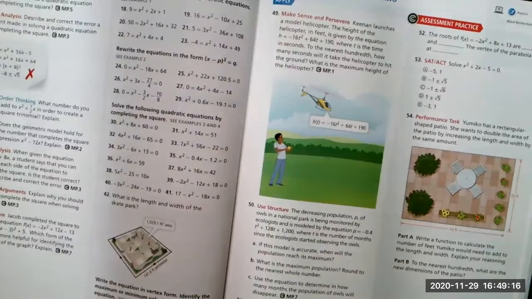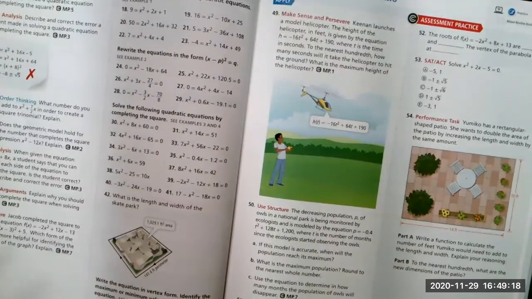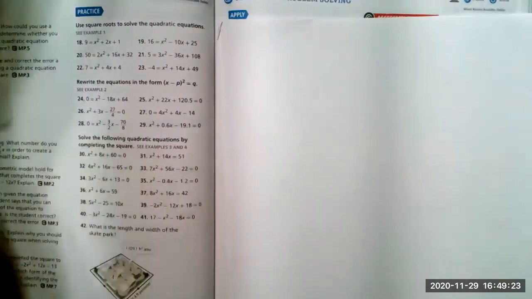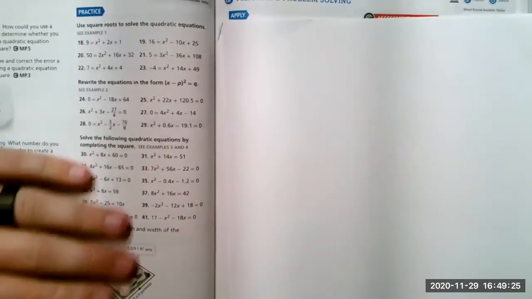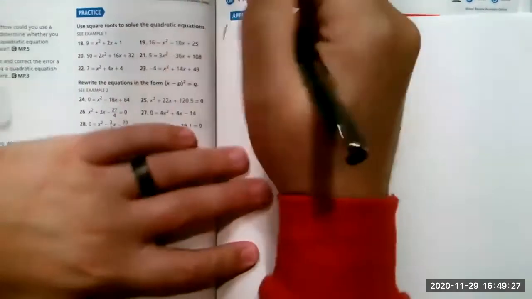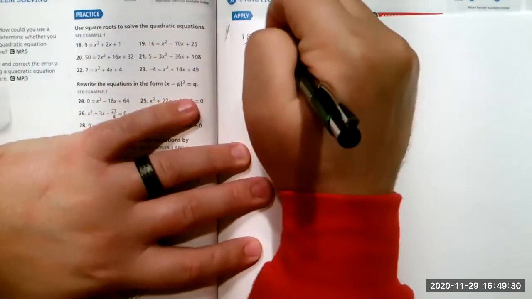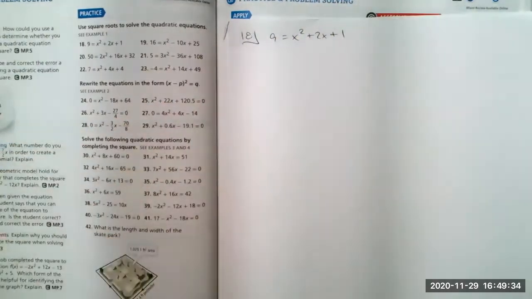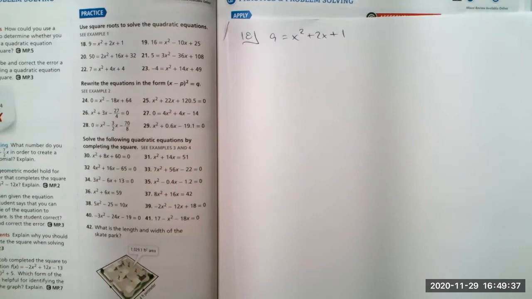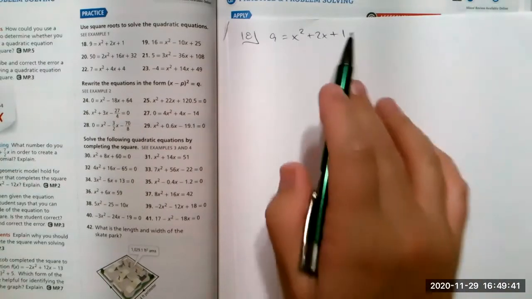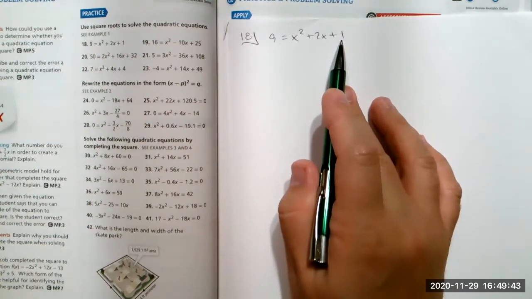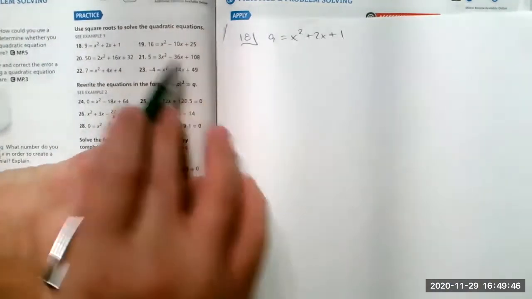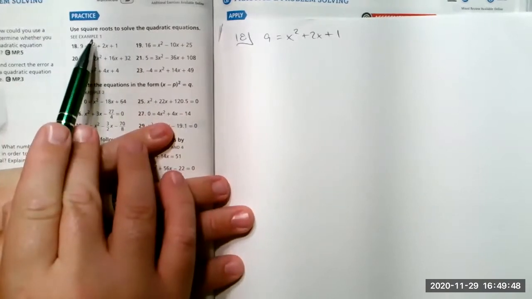All right. So we'll start off with 18. So for number 18, we've got 9 equals x squared plus 2x plus 1. So right off the bat, it looks like 9 is already on the left-hand side, and you have a constant on the right-hand side. So I think these 6 examples here are closely connected to example 1.